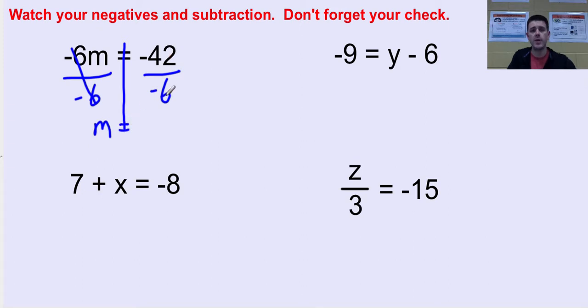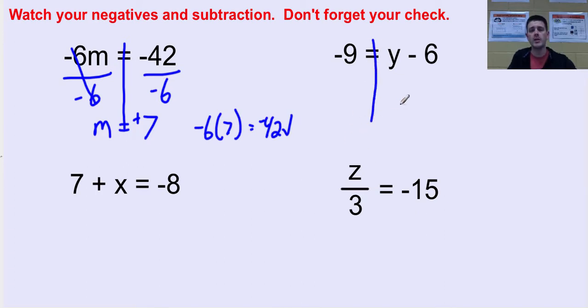Negative 42 divided by negative 6. Negative divided by negative is a positive. 42 divided by 6 is 7. And then we do a quick check. Negative 6 times 7. Yep, that's negative 42, so I'm good.